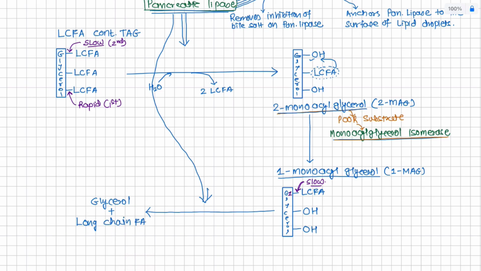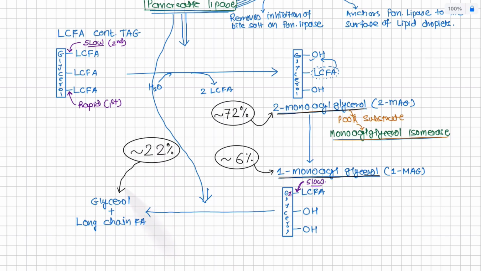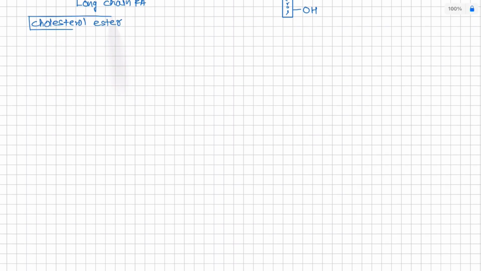Here is the key point. Because the isomerase works poorly and pancreatic lipase is slow on carbon 1, triacylglycerol is not completely digested. Most of it remains partially digested. In an average adult human, after digestion, approximately 72%, that is about 3/4, of triacylglycerol is in the form of 2-monoacyl glycerol, approximately 6% remains as 1-monoacyl glycerol, and only around 22% is completely digested to glycerol and long-chain fatty acids.